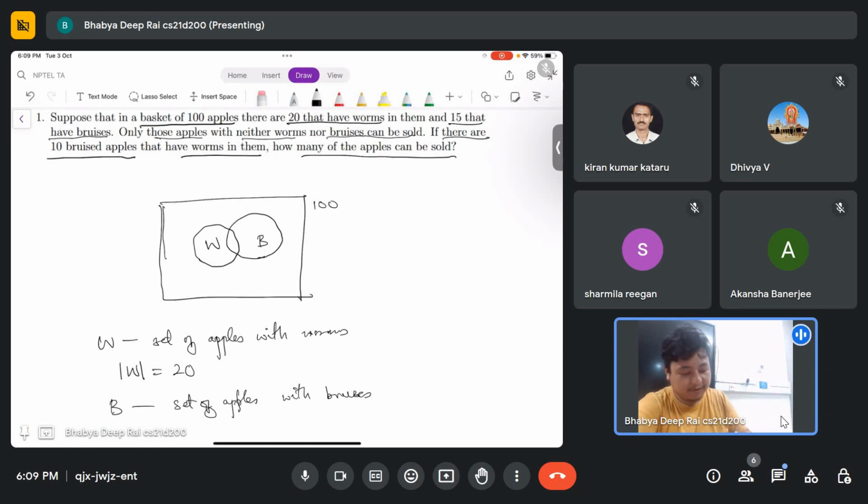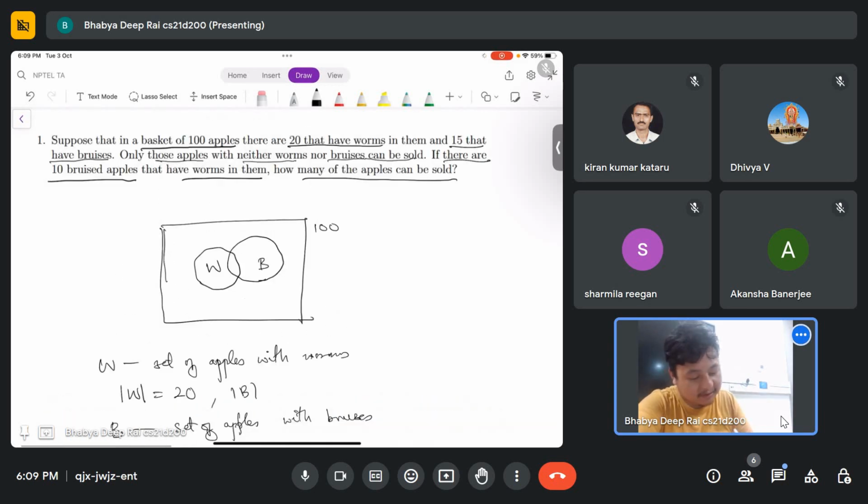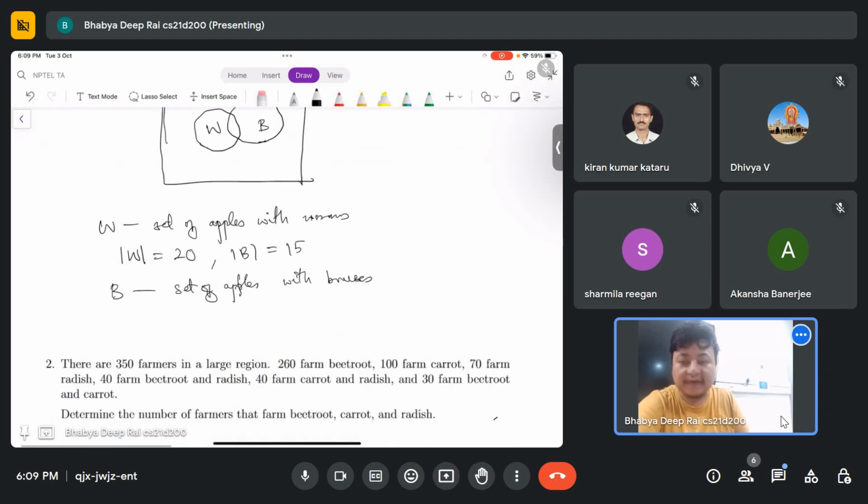So what do we know about B? The size of B is 15, since 15 have bruises.